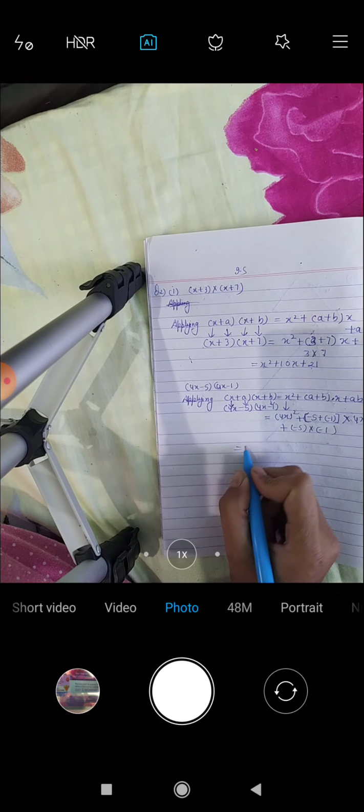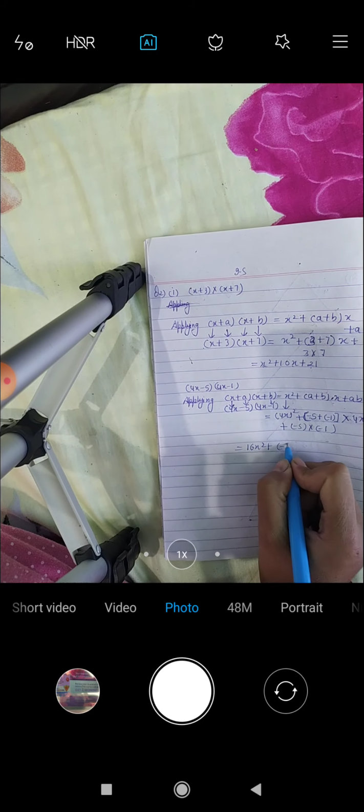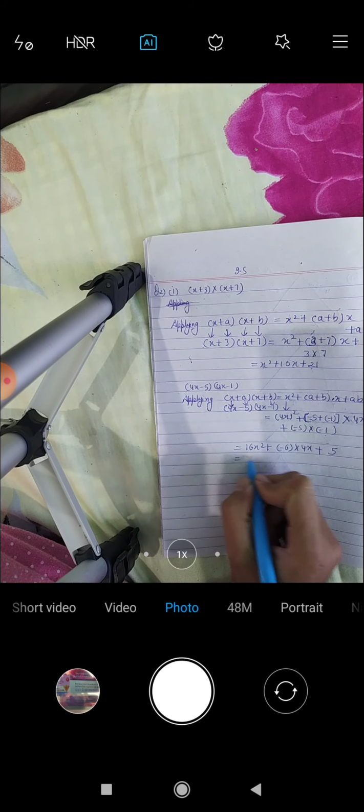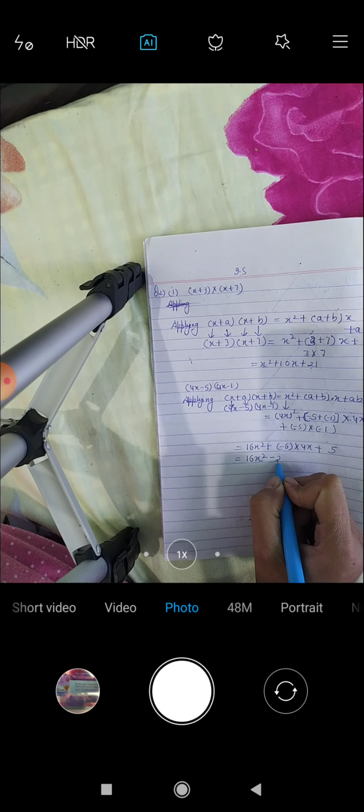Multiply by x, and we have 4x in the place of x. In third term, we can write minus 5 multiply by minus 1. After solving this, we have (4x)² means 16x². Minus 5 minus 1 means minus 6 multiply by 4x, plus minus 5 multiplied by minus 1 is 5. So our answer is 16x² − 24x + 5.